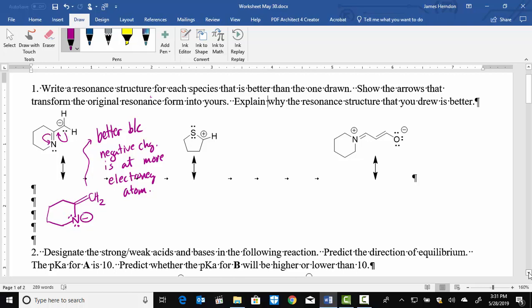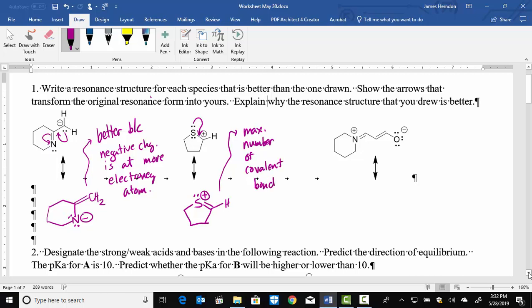Okay, in this one, we can write another resonance structure here where we now donate that lone pair there into making a carbon-sulfur pi bond. Okay, the net structure we would end up with is this one, has a positive charge at sulfur, and this resonance structure that I've drawn here would be superior to the resonance structure above it because it has a maximum number of covalent bonds.